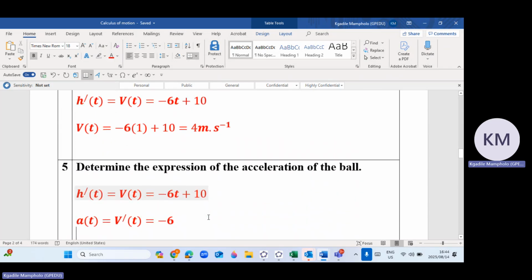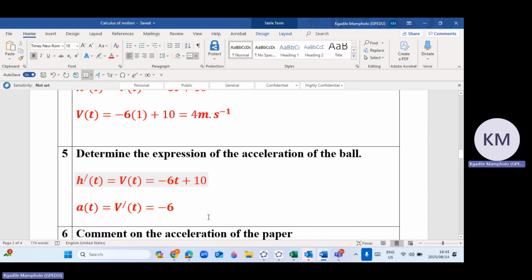Now, number 5, determine the expression of the acceleration of the ball. Now, as I said, acceleration is the rate of change in velocity or rate of change in speed. So it means already we know that we calculated the velocity or the speed. The expression of the speed is this one. How did you get the expression of the speed? You differentiated the height or the distance. Now, since acceleration is the change in velocity, then you differentiate velocity. Then the answer here would be -6.